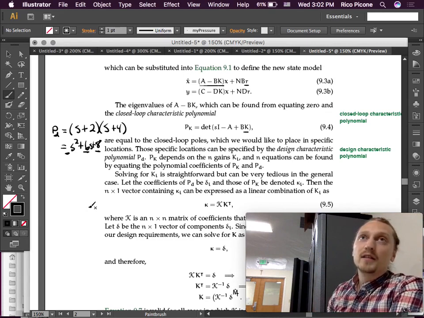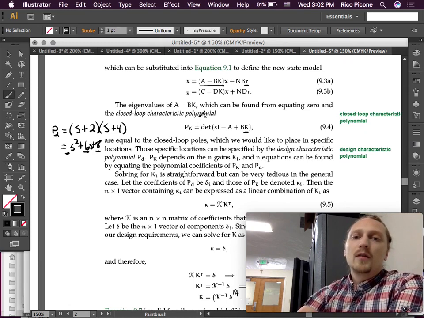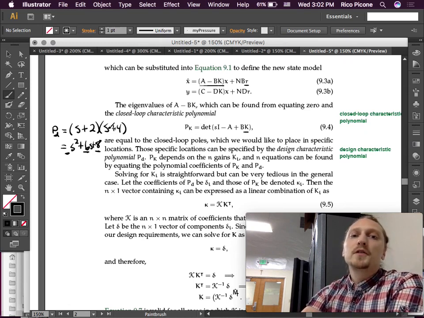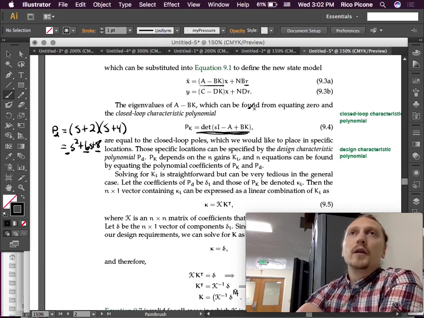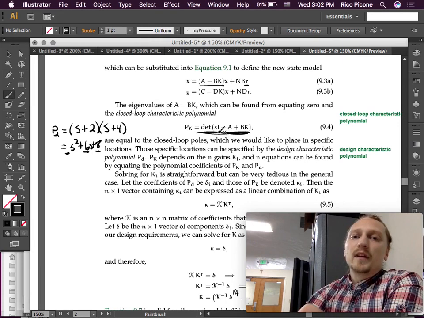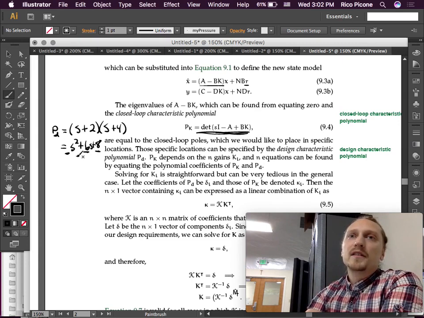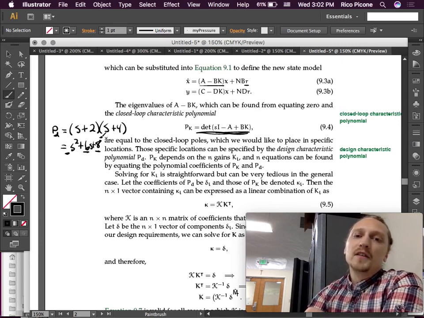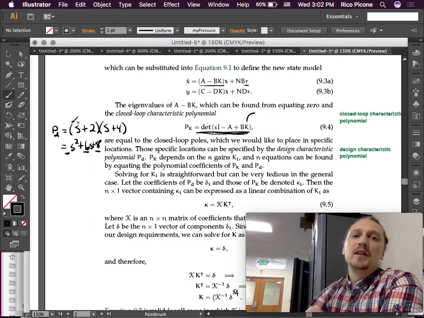Solving for what are the coefficients again? What do those represent? So our closed loop characteristic polynomial represents the actual closed loop pole locations, right? And it depends on the gains. This is our design. This is what we want. We set these two equal to each other and solve for what the k's have to be to make PK equal to PD.